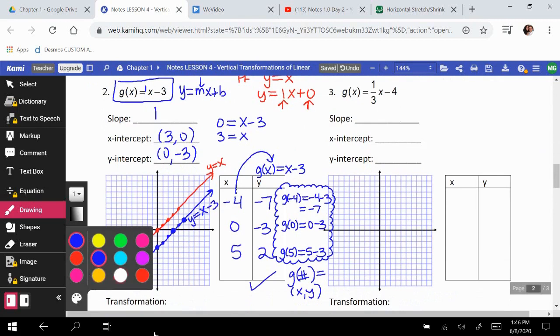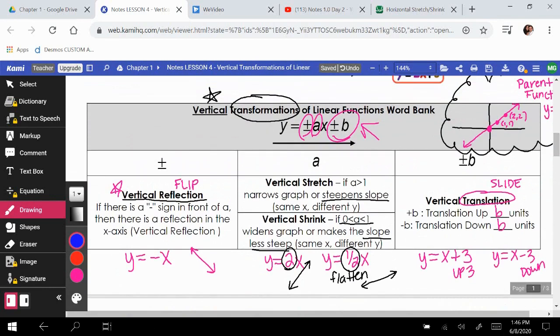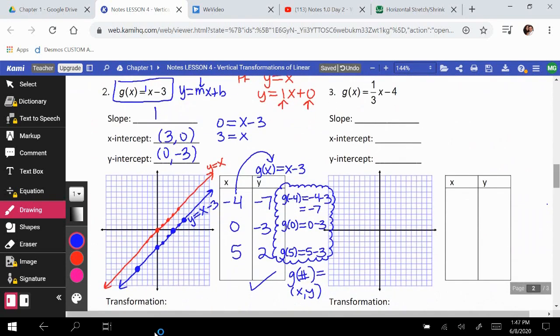All right, so let's compare transformations. How am I getting from the red graph to the blue graph? Use some kind of vocabulary from this word bank. Is it a reflection? Is it a vertical stretch or shrink? Or is it just a vertical slide up or down? Did I reflect my red line at all to get my blue line? Does it look like a flip? No. Did I stretch or shrink my red line? Did it get steeper or less steep? No, the slope didn't change. So really, it's got to be a translation.